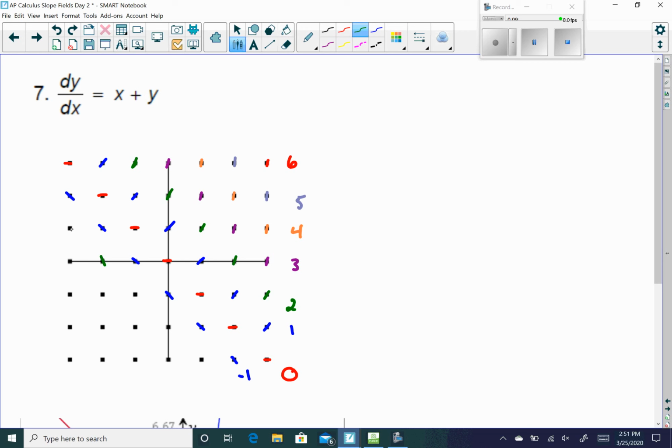Also at -3, 1, we'll get a slope of -2. -1, -1, we'll get a slope of -2. 0, -2, we get a slope of -2. And 1, -3, we get a slope of -2.